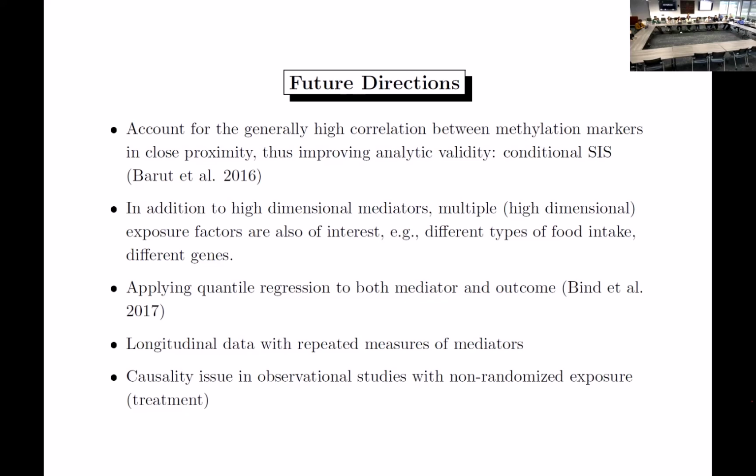And then, how do we handle longitudinal data with repeated measures for mediators? In our current study, we have 4 time points. We measure the mediator, DNA methylation, at 4 time points. So how to incorporate longitudinal, high-dimensional mediators is another topic of interest. And again, there is this causality issue. This is an observational study with a non-randomized exposure, so in this setting, we probably have to use propensity score matching or some other method to address the causality issue.